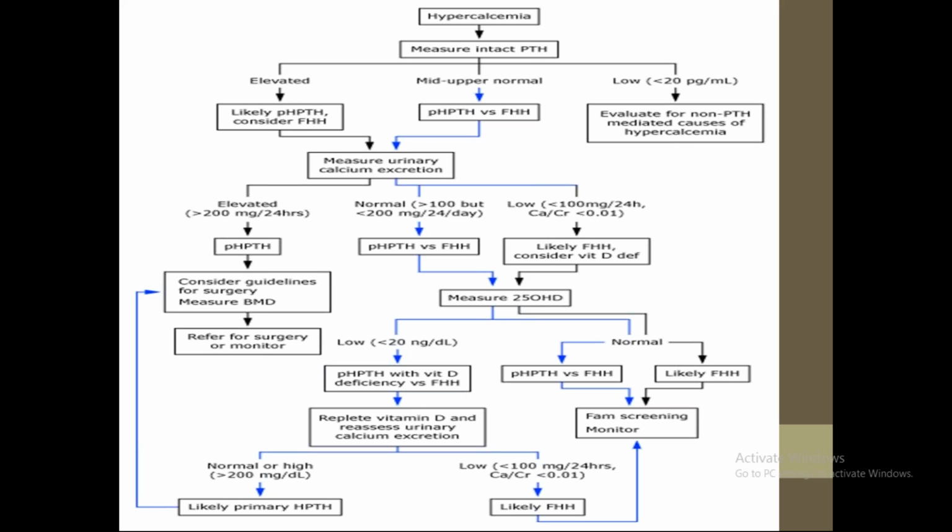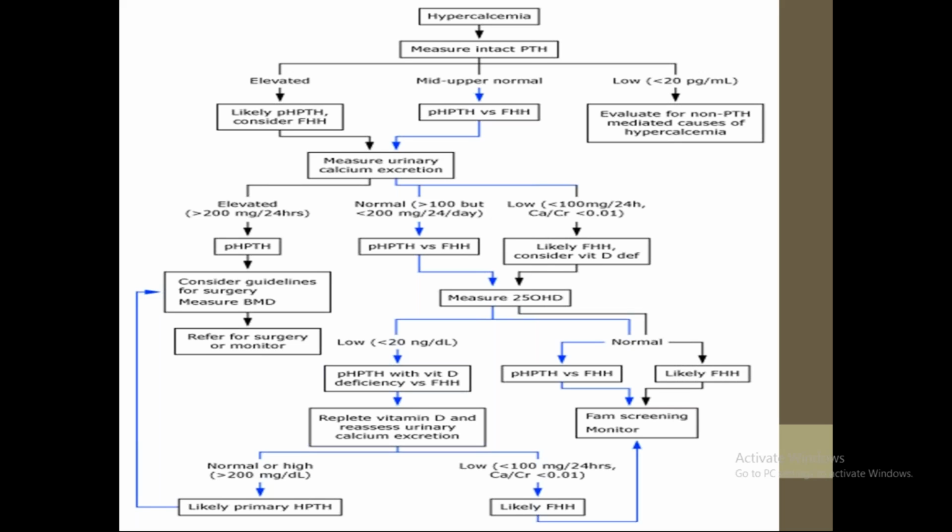Then you have to measure urinary calcium excretion. If it is mid-upper normal, the same thing applies, so you have to measure urinary calcium excretion. If the excretion is more than 200 mg, then it can be primary hyperparathyroidism. Then you have to review guidelines for surgery, measure bone mineral density, and refer for surgery or monitor, whichever is likely.